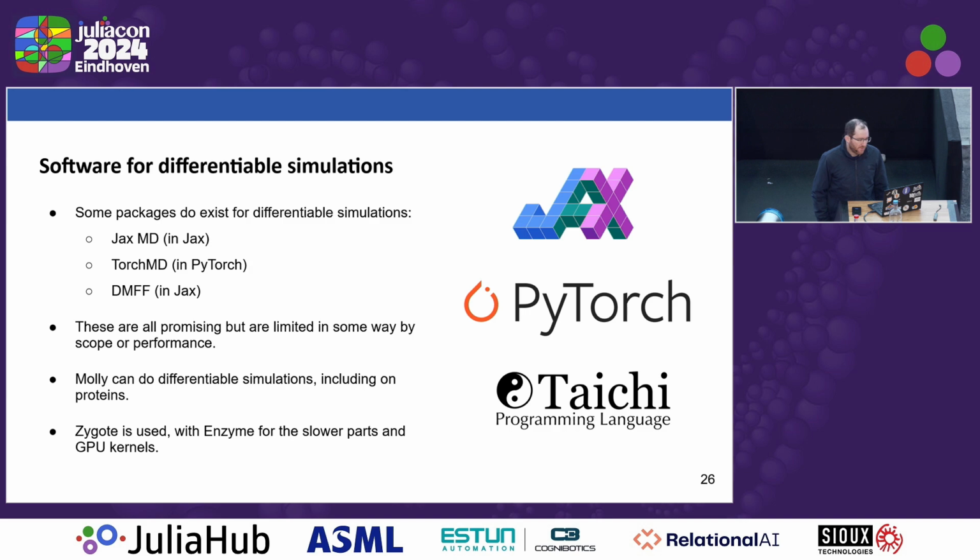So what software is available for this? Well, there are actually packages now that have come out in the last few years. JaxMD, TorchMD, DMFF. These are all great, but they're all limited in some way, either by their scope, so they don't have biomolecular support, or by performance. They're nowhere near the speed of OpenMM and Gromacs. And so Molly can do this. It can do differentiable simulation, including on proteins, and it can do it fairly quickly.